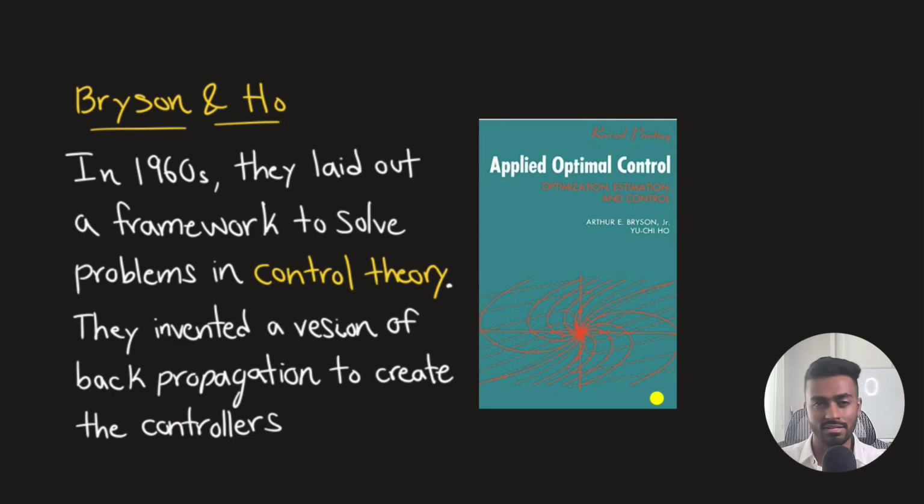In the 1960s also, Bryson and Ho laid out a framework to solve problems in control theory. And they also invented a version of backpropagation that could be used in controllers. Control theory is a branch of engineering that can be geared towards understanding how to create automated systems.